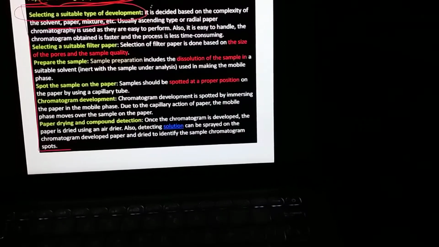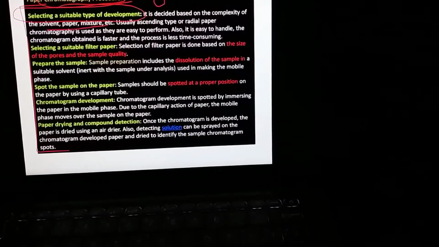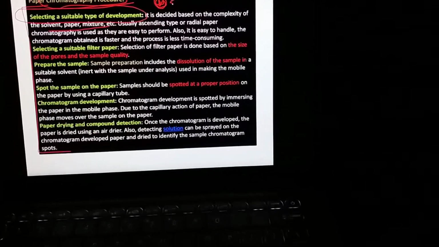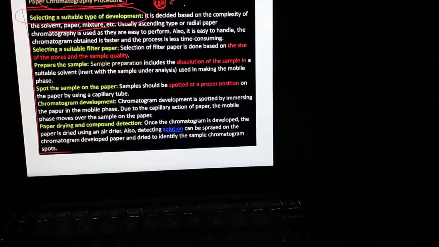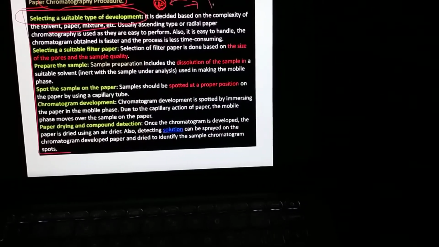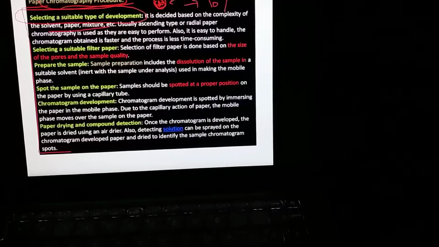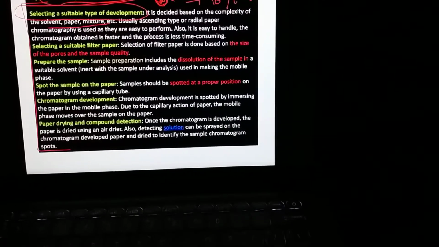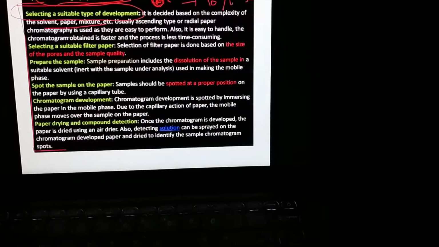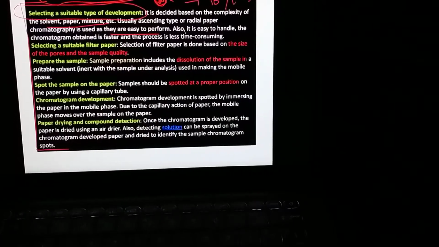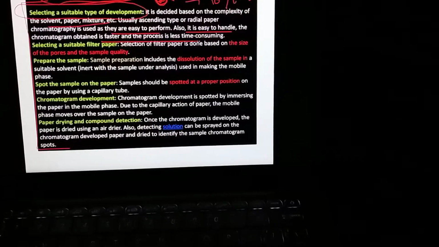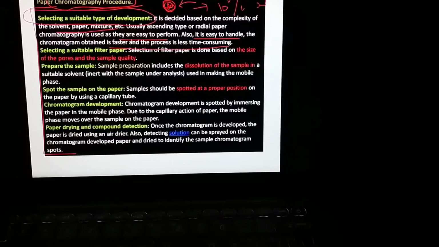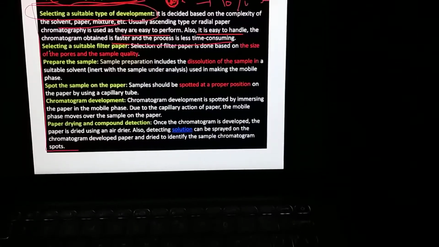Depending on your mixture of compounds, first of all you should know how many components are present and the nature of the components. According to this, you will choose the solvent system, like 10% or 5% or 50% ethyl acetate and hexane, or another solvent you can choose. Chromatography is easy to perform, easy to handle, and gives faster results. The process is less time consuming; time is not consumed much.